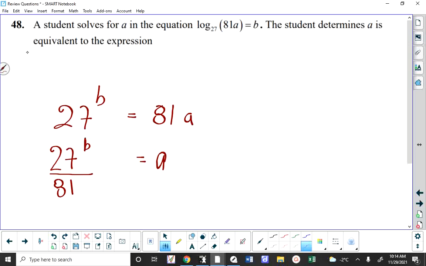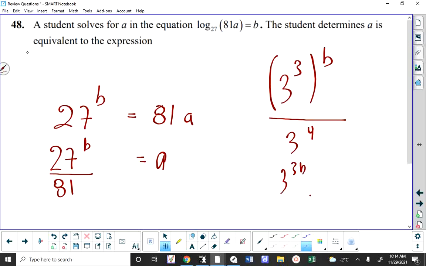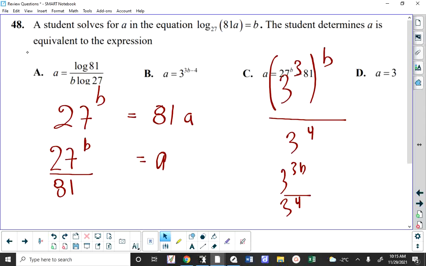It's nice if you can recognize that. If I write 27 to the b in base 3, that's 3 to the 3 to the b, which is 3 to the 3b. 81 is 3 to the 4. So I can write this as 3 to the 3b over 3 to the 4. And then we have a common base in which we can subtract the exponents. I suspect that 3 raised to the 3b minus 4 might be a choice. It might not be, because there are other ways that you can write this. But it is. It's b.